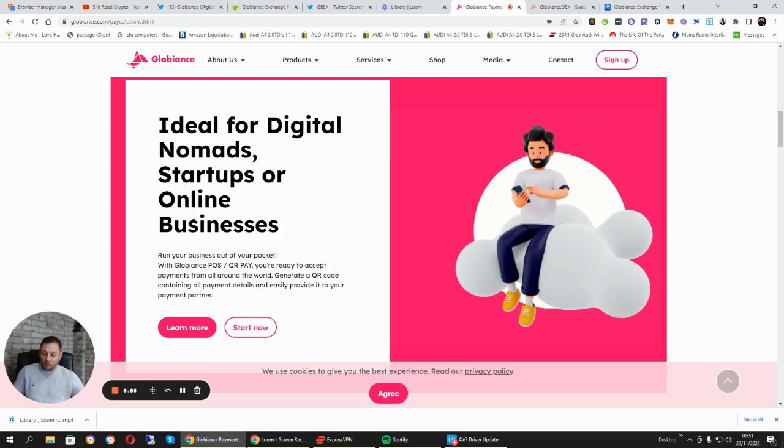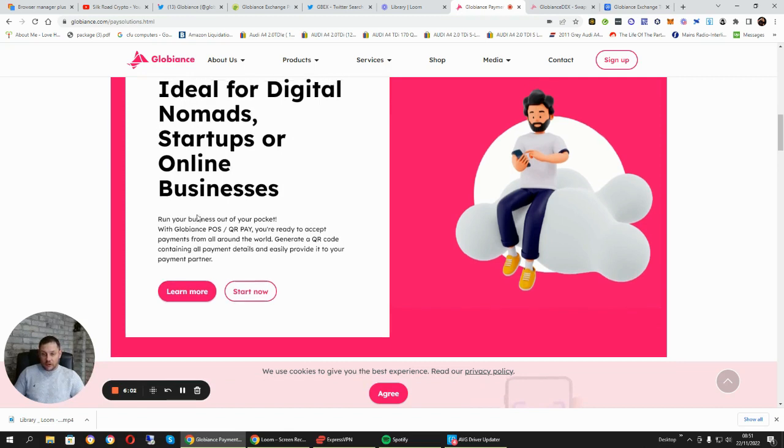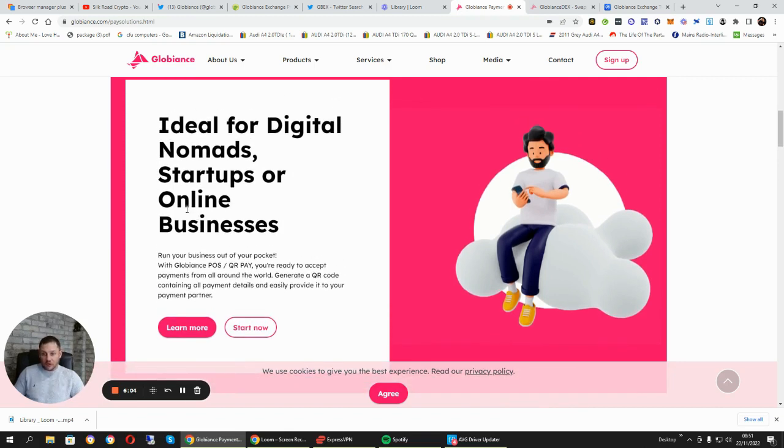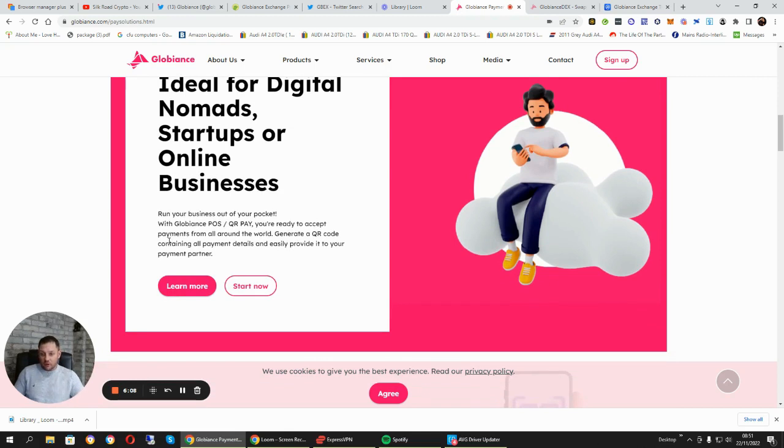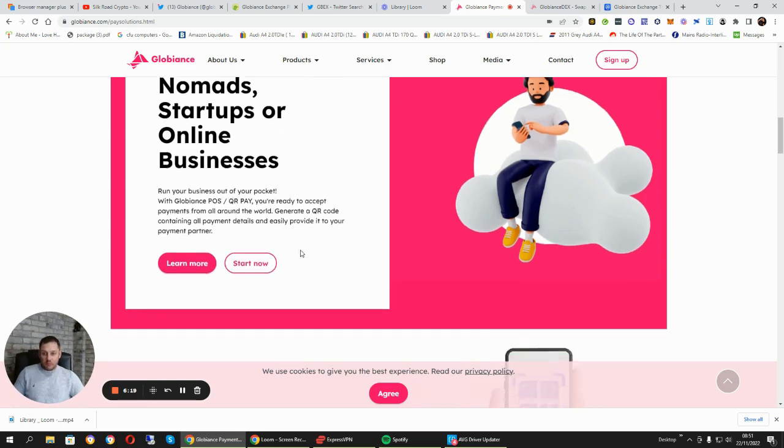Well, we know everyone's pushing towards working from home, online business. You know, that's what the global agenda's pushing towards as well. So, you know, run your business from your pocket, pay with Globiance. So it's got point of sale, QR pay, ready to accept payments from around the world. Just generate a QR code containing all the payment details and easily provide it to your payment partner.